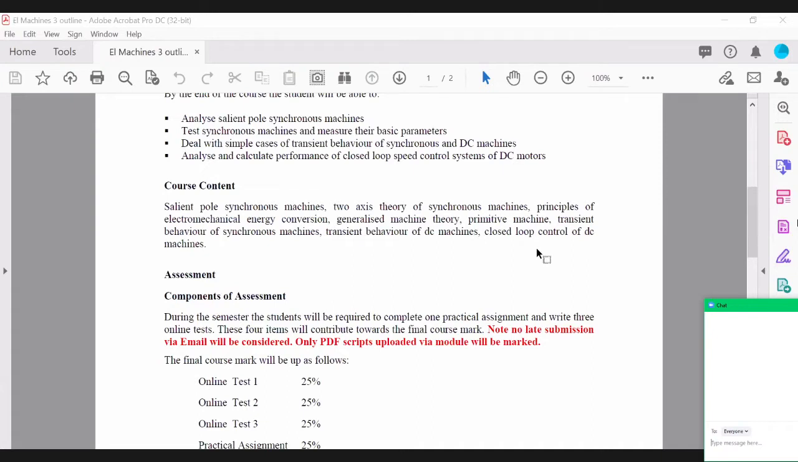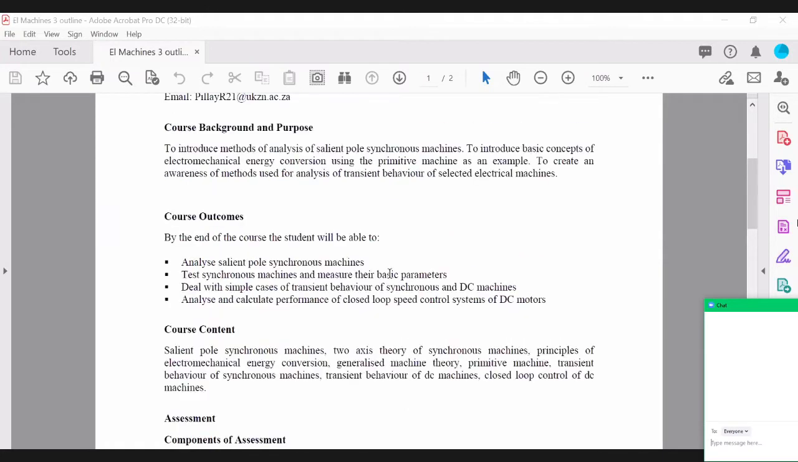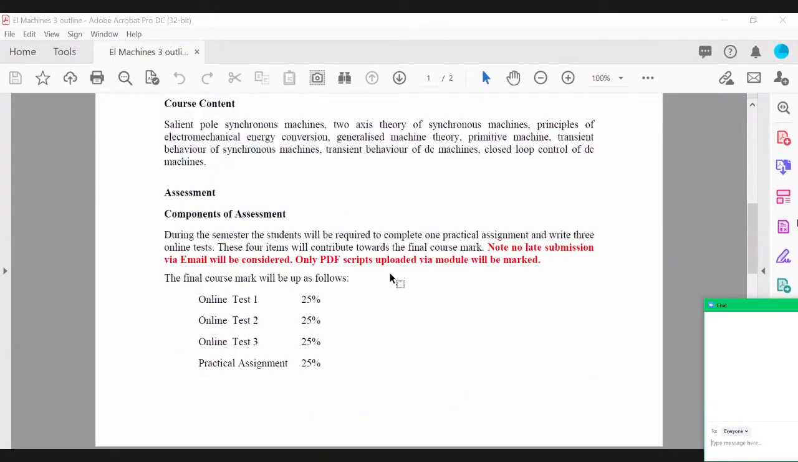Right, and in the next section, we will look at the transient behavior of synchronous machines and DC machines. So again, we will look at mathematical models on how to model the transients that happen in synchronous machines as well as in DC machines. All right, so once we've finished this, in the very last section, we will present closed loop control of DC machines.